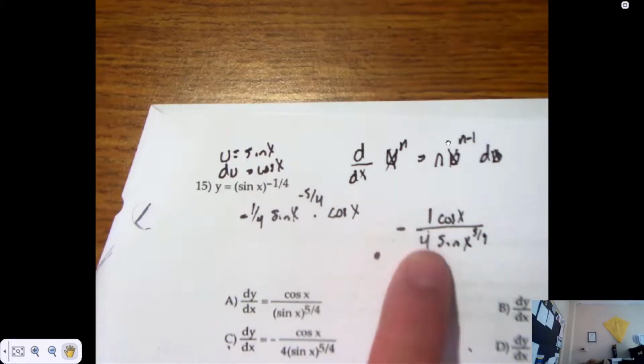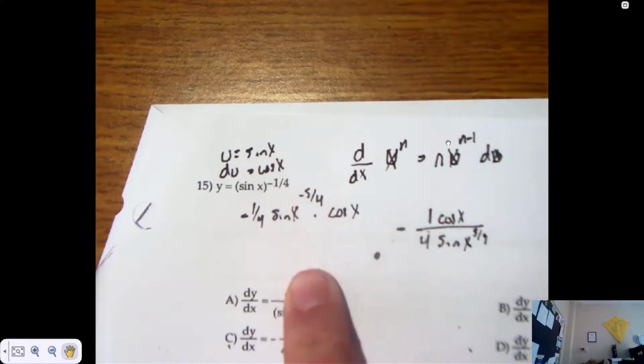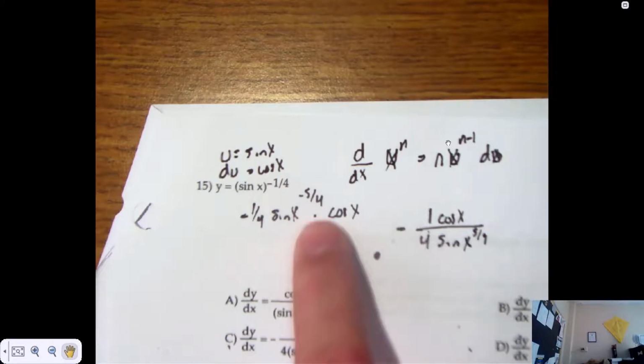1 up top, 4 down low, because it's literally 1 over 4. That guy had a negative exponent, so he gets down low. Exponent becomes positive. Just multiply cosine by the 1, because multiplication opens up high.